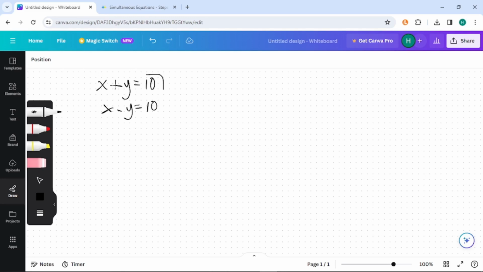Because for this to be true, adding x and y together has to result in a value of 10, and subtracting y from x has to result in a value of 10. So it has to meet these two criteria before this can be true. There's only one possible value for x and y that can meet both of the criteria. So, simultaneous equations.